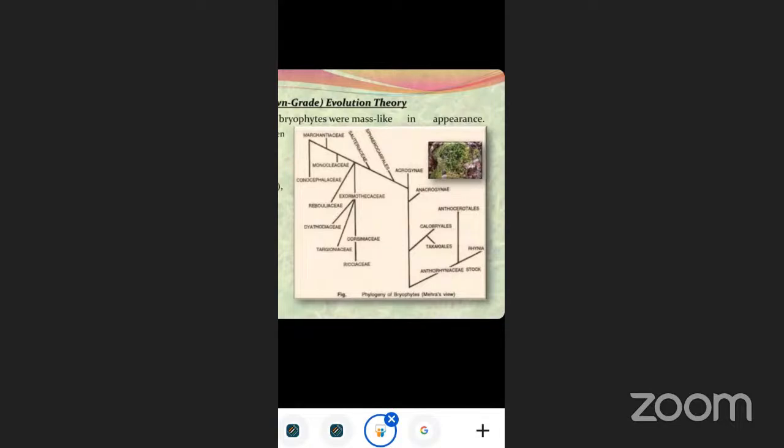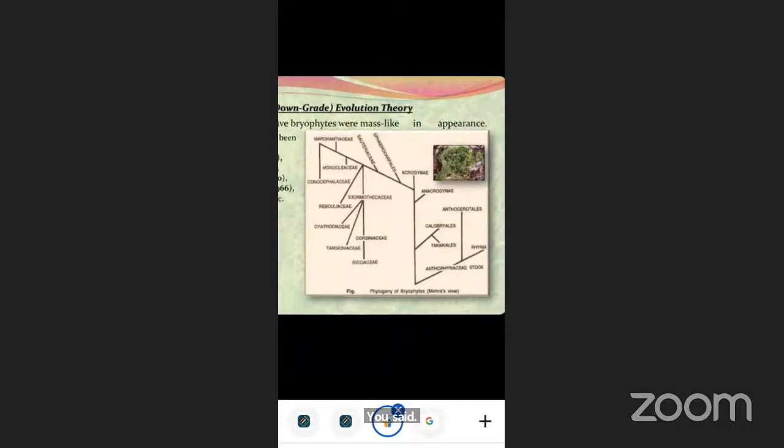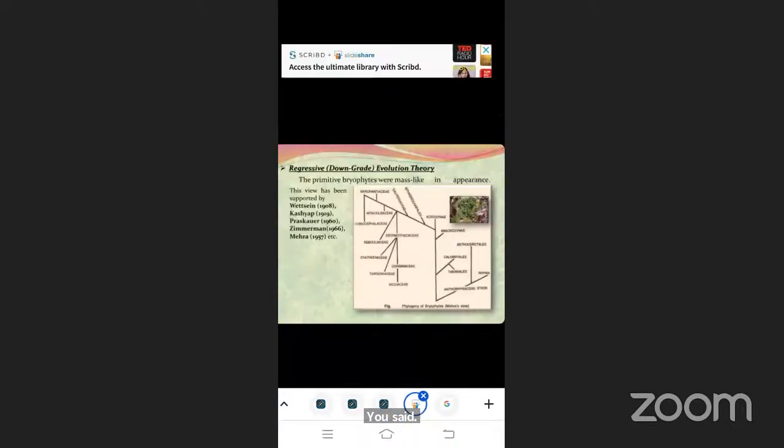Okay, thank you for waiting in this class. So, this is the evolution of the gametophyte in Bryophyta. Here two types of theories are there. This is a very small, short topic, so that's why it is completed.